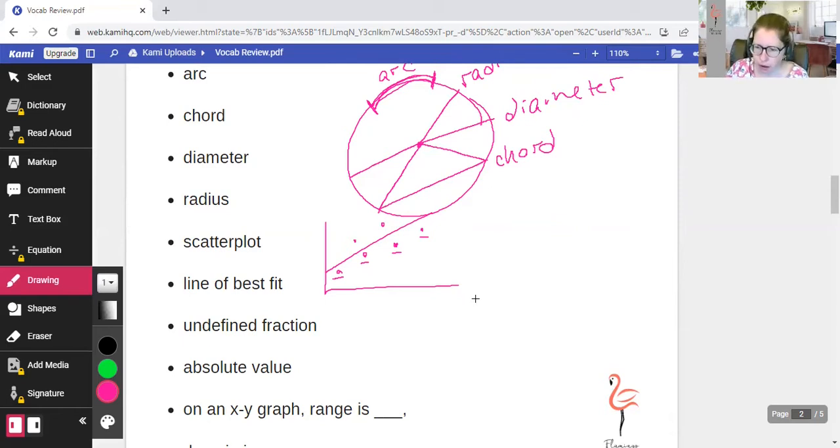All right, then an undefined fraction. An undefined fraction is any fraction that has 0 in the denominator. All right. So they may ask you to solve for the denominator, and all they'll tell you is that it's undefined. So you just need to remember that means that there is a 0 down there.